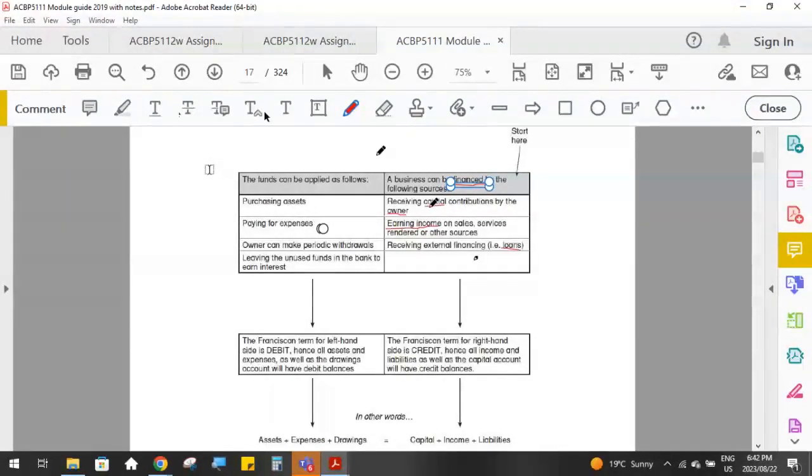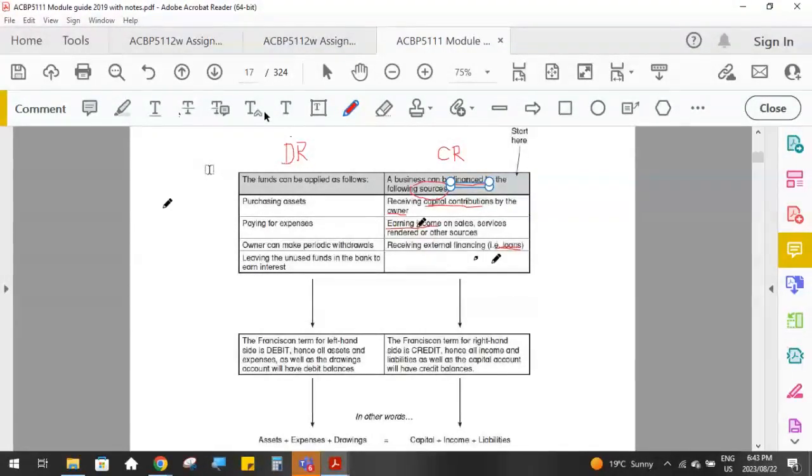So the owner can make a capital contribution. We can get a loan from, it doesn't necessarily have to be a bank, we can get a loan from somebody, and then we can earn income from selling our goods and services. So these are the sources of capital for a business. We put the sources on the right-hand side because, as you'll learn later, the double entry and the T account, the right-hand side of our accounts is where we record credits, and the left-hand side of our accounts is where we record all items that are debits.